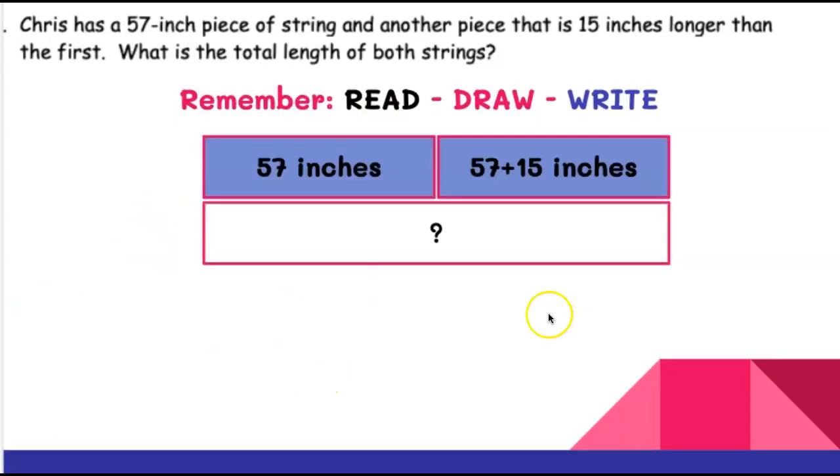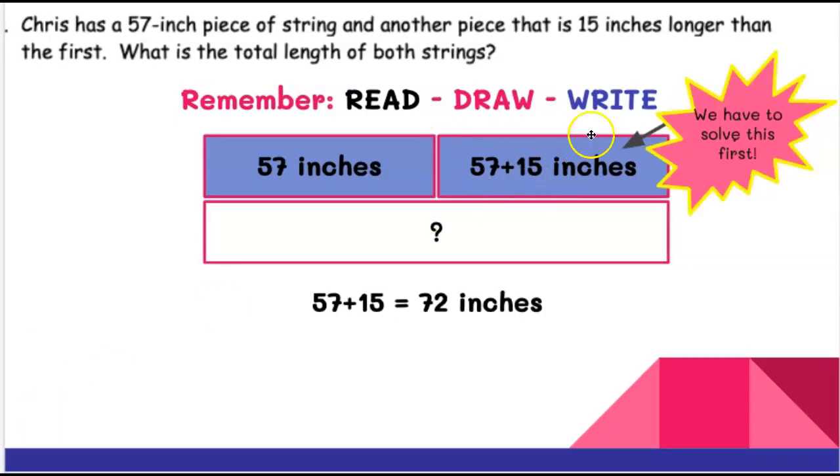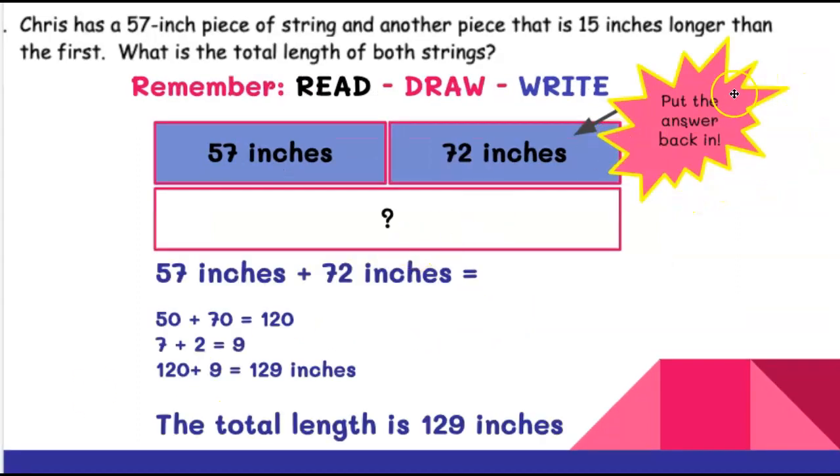Here's what I drew. 57 inches was one of my strings, so that was one part. The other one was tricky. It's not just 15. It says another piece that is 15 inches longer than the first string. So if the first string was 57, my second piece is 57 plus 15. So my first step is I have to solve and figure out what number goes in this part. So I solved 57 plus 15 equals 72 inches. So my second part, I put the answer back in and it's 72 inches.